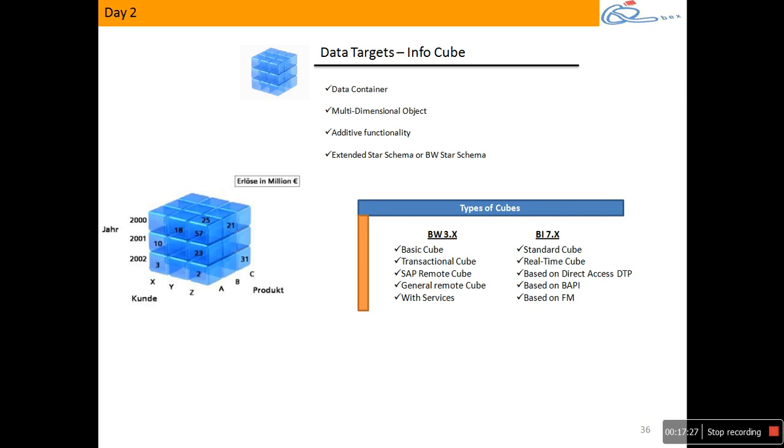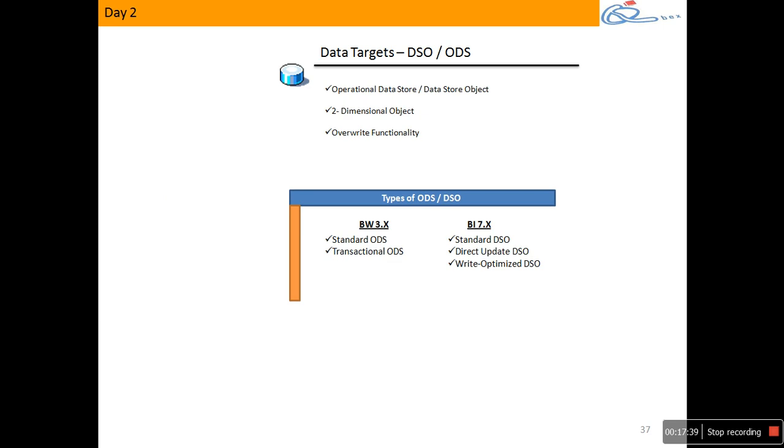Okay, I'm not done. We'll have different types of cubes in BW, like basic cube, transactional cube, remote cubes; we'll see those cube types. And then we had something called what? ODS, operational data store, and DSO. Is it a two-dimensional object or a multidimensional object? Two-dimensional; it's a table, with rows and columns. And it works with override functionality. What about a cube? Additive. It works with additive functionality. ODS and master data are what? Override. And we have different types of DSO, like standard, direct, and write-optimized DSOs, and we'll see that.